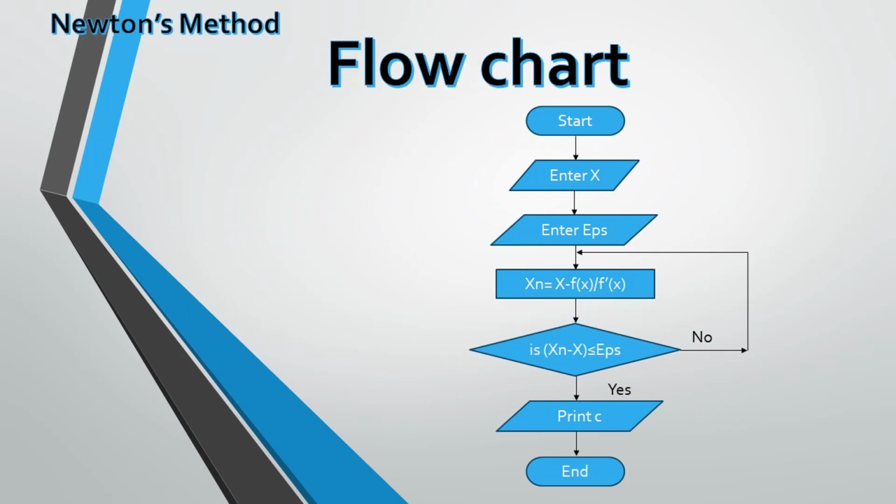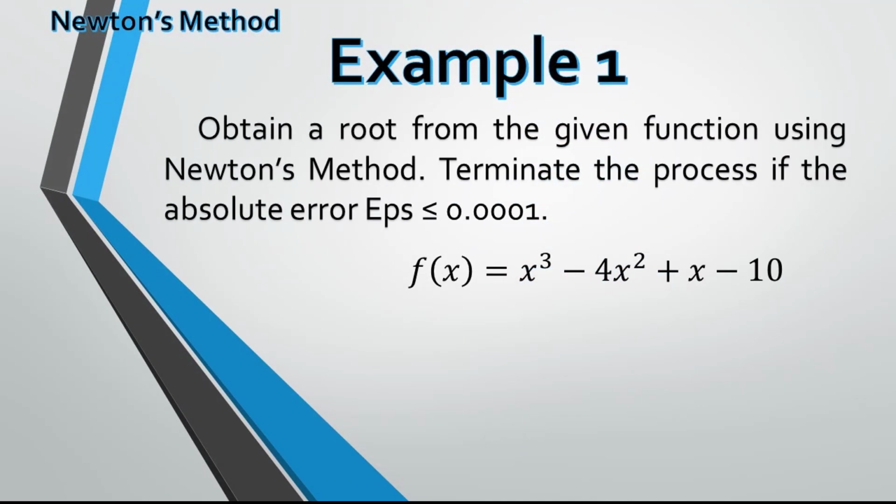Here is the flowchart representation of the program based on the given algorithm. Let's have a polynomial function example that we will use on the program. Obtain a root from the given function using Newton's method. Terminate the process if the absolute error is less than or equal to 0.0001. The function of x given is equal to x cubed minus 4x squared plus x minus 10.